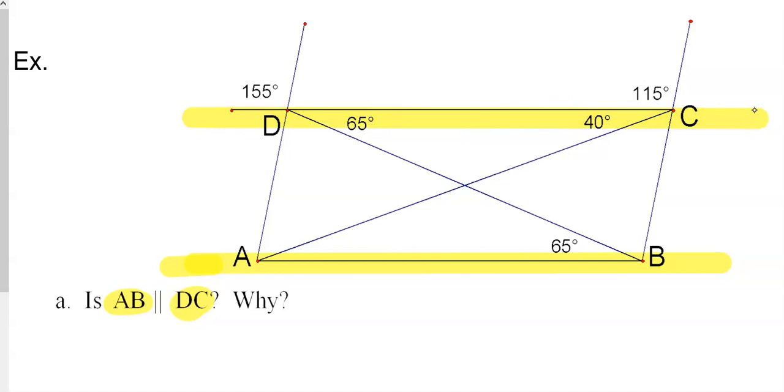Now if you notice, I actually have several transversals I could use. This is a transversal. This is a transversal. This is a transversal, and I still even have another one. DB is a transversal. Okay, so if we take a look at these, we got to be a little bit careful. And again, notice I extended every single one of those through the diagram.